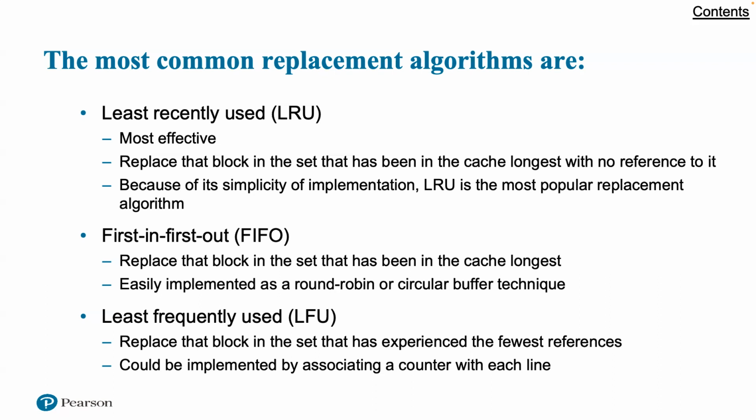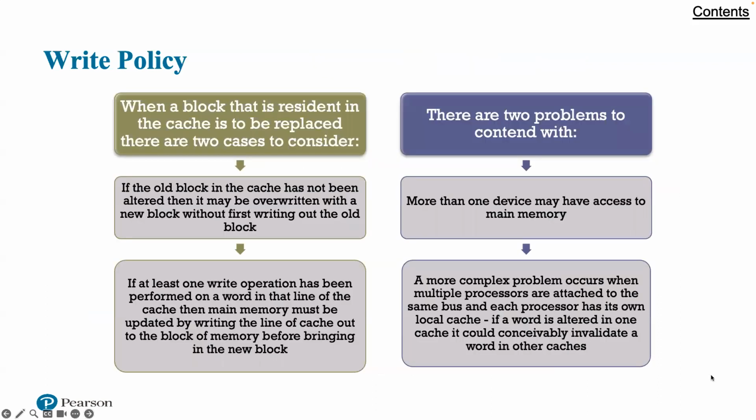A technique not based on usage is to pick a line at random from among the candidate lines. Simulation studies have shown that random replacement provides only slightly inferior performance to algorithms based on usage. So those are some perspectives, and some tempering things that go against having an algorithm that just chooses at random. Well, let's next talk about write policy.